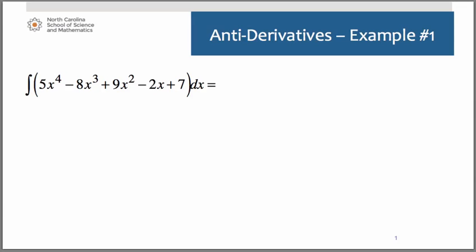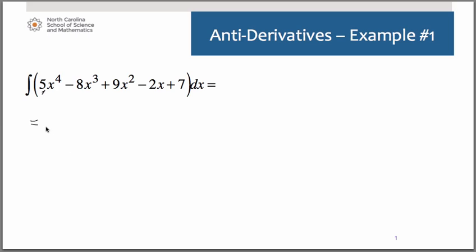Let's take a look at how to evaluate some antiderivatives. Remembering the power rule for integration, we're going to have to take each variable quantity, add 1 to the exponent, and then divide by that new exponent. And we're going to work one term at a time.